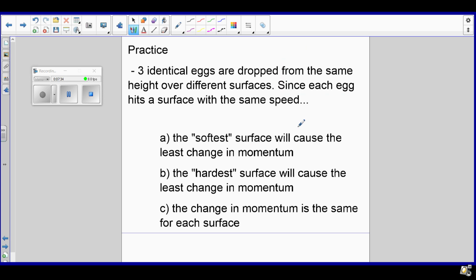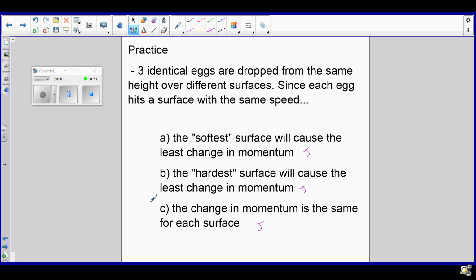So imagine we were doing an egg drop experiment. We dropped 3 identical eggs on different surfaces, but we changed the hardness or softness of the surfaces. Which of the following is true? A, the softest surface will cause the least change in momentum, the least impulse. B, the hardest surface will cause the least change in momentum. Again, that's the impulse. And C, the change in momentum is the same for each surface.